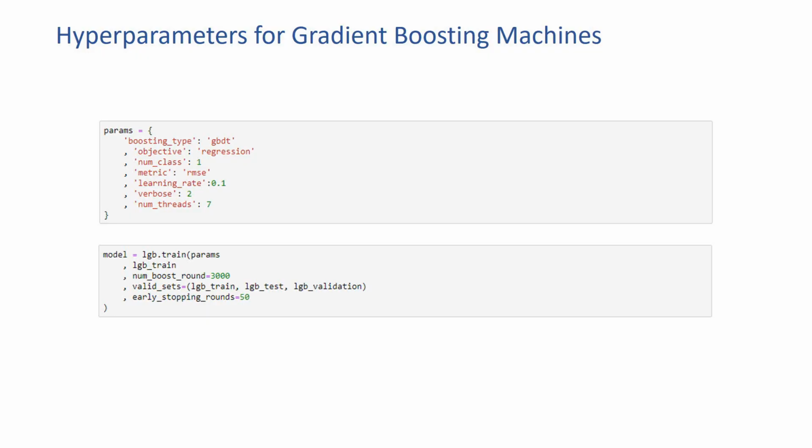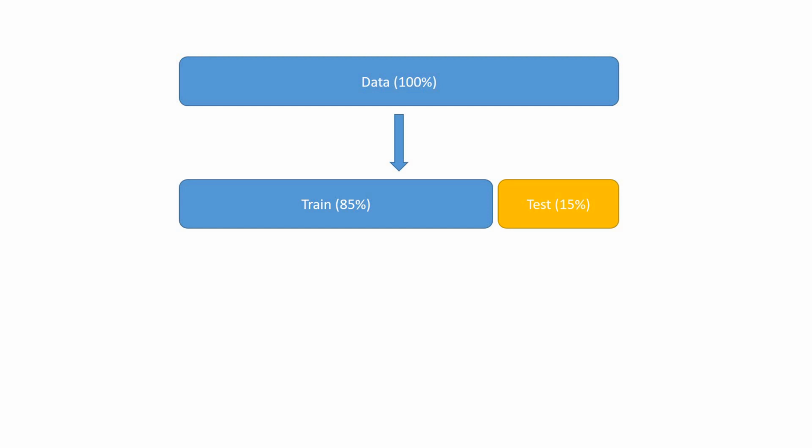If you are going to build gradient boosting machines such as LightGBM or XGBoost, hyperparameters are still questions for your design. In this example, the number of boosted trees is set to 3000 and the learning rate is set to 0.1. But why? Splitting data into train and test sets is an important action for your modeling step. For example, you could split all your data into 85% for the train set and 15% for the test set.